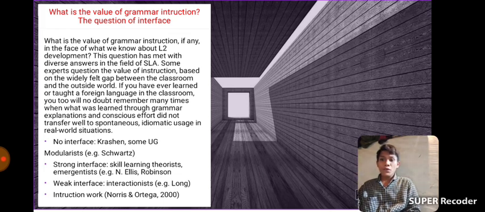The first is no interface, Krashen, UG, modularity, example given. The second is strong interface, skill learning theorists, emergentists, example DeKeyser, Ellis, Robinson. The third is weak interface, instruction, example given Long. And the last is instruction works, Norris and Ortega 2000.